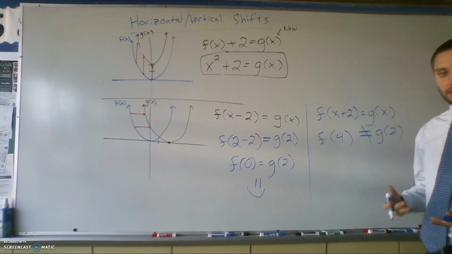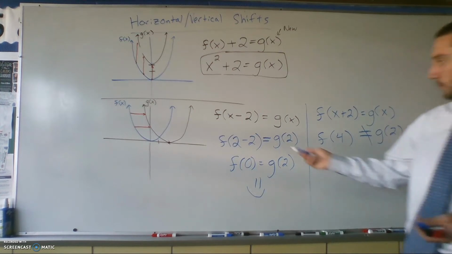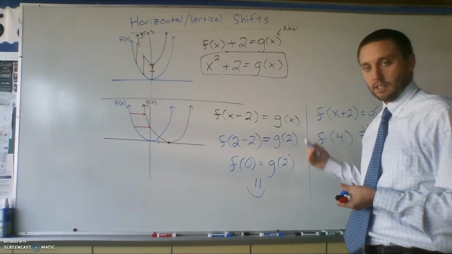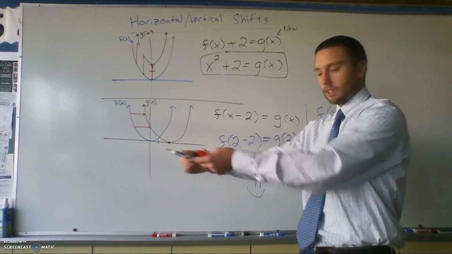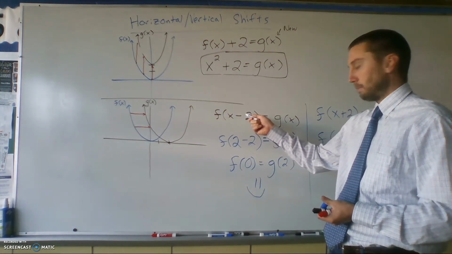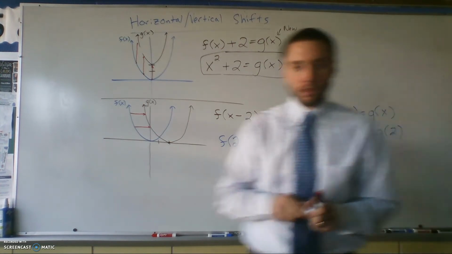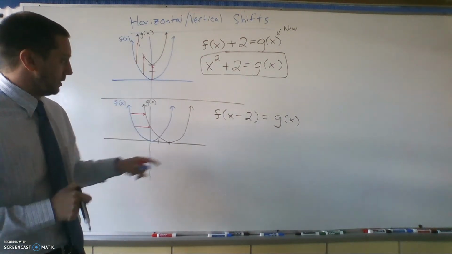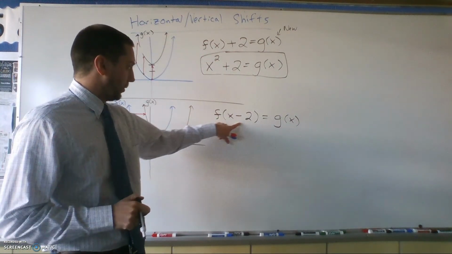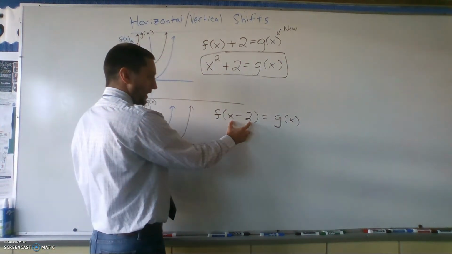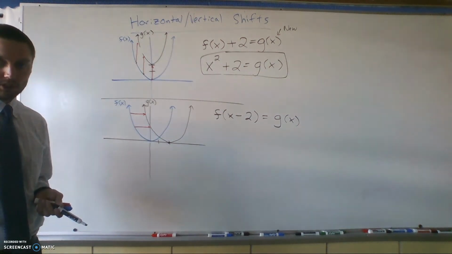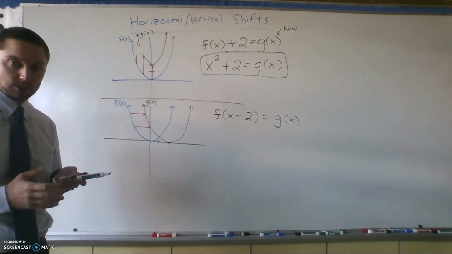Okay? So horizontal is a little bit goofier because it's a little bit counterintuitive. But if we want to go to the right, then we have to do x minus a number. If we want to go to the left, then we're going to have to do f of x plus a number. Okay? Let me clean up my... Okay. So now we need to come up with our equation for g of x. So if you think about what we're doing here, we're saying take x minus 2, and we're going to plug that into the original f function.